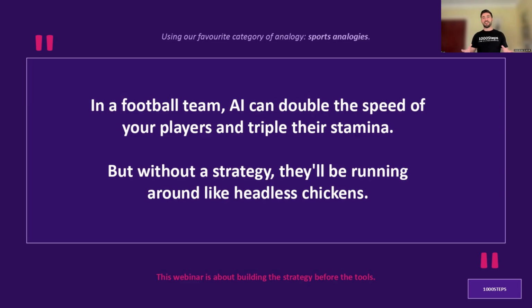In a football team, AI can double the speed of your players and triple their stamina, but without any strategy, they're going to be running around like headless chickens. You can imagine a world XI football team playing against a much less individually talented team, but they end up losing or drawing, because they don't have the same level of coherence. They haven't trained together. They don't know how the process works. Those players that have been playing together for years know exactly what to do in every situation. The world XI doesn't necessarily know that. And it's exactly the same as this.